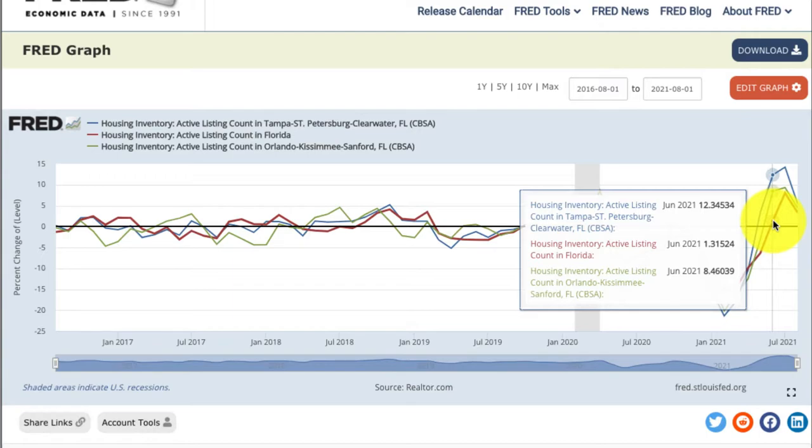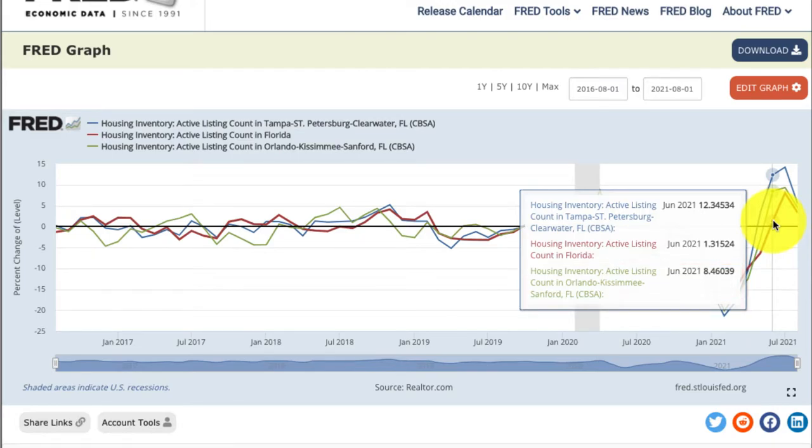We have three things here. In blue is my market, so Tampa, St. Pete, Clearwater, which is a metro area. Then in red is for all of Florida. And green is comparing against Orlando. The reason I chose Orlando is because it's also Central Florida and a very similar market.